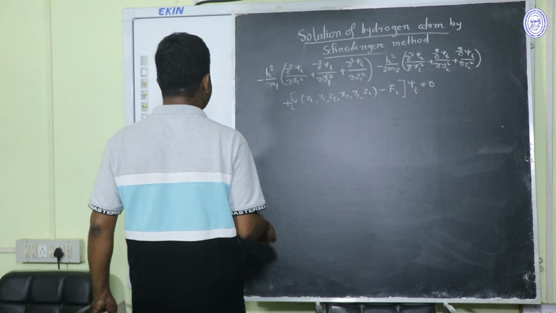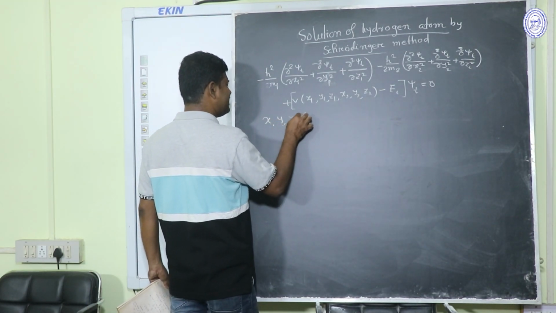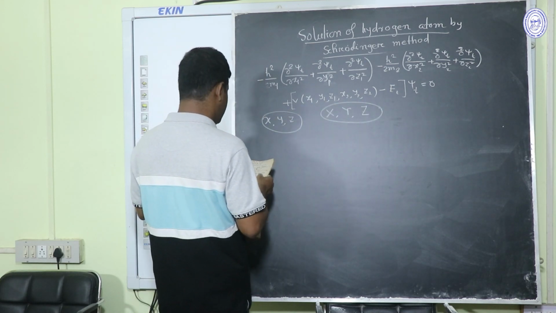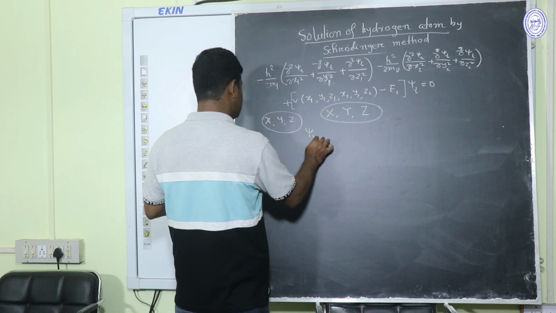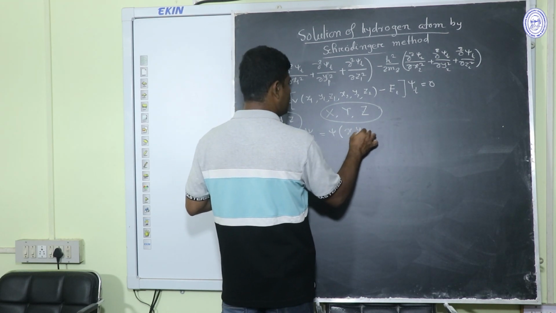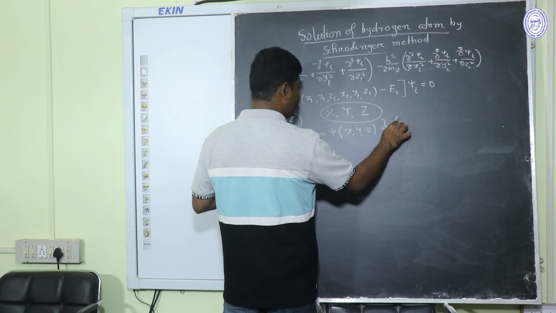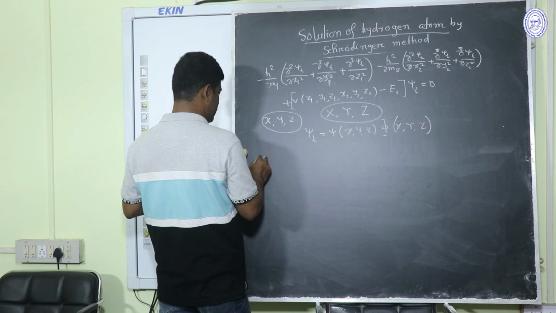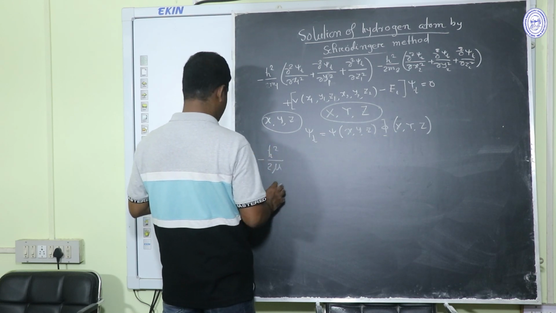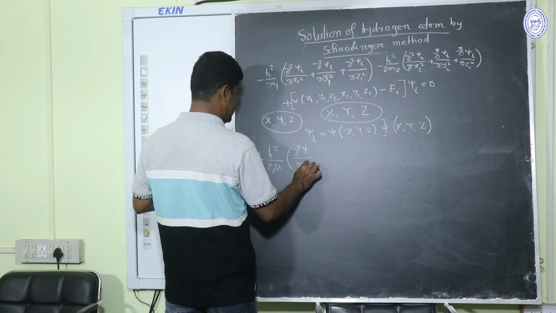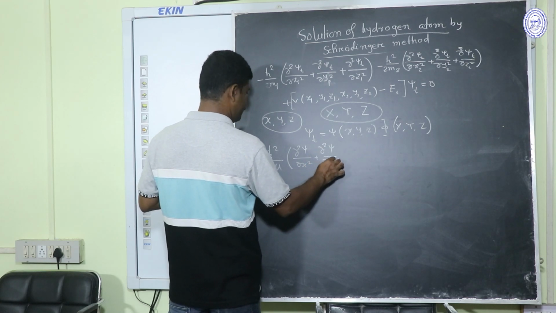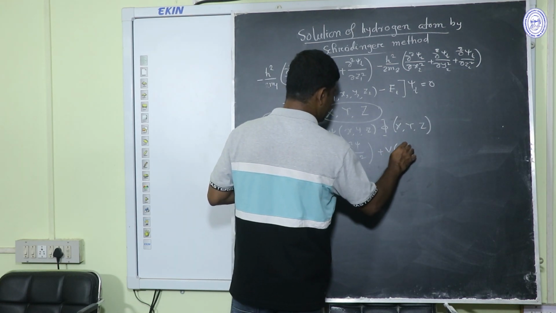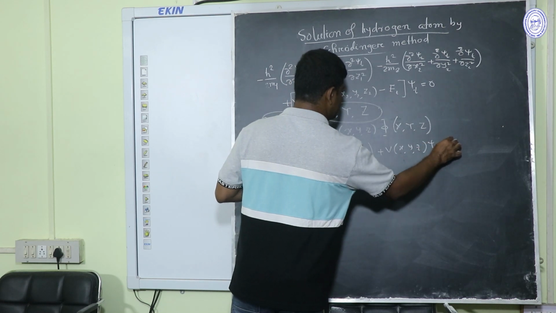Now, introducing these 6 new variables x, y, z and capital X, capital Y, capital Z, and assuming ψt is equal to a function ψ of x, y, z times a function capital Φ of capital X, capital Y, capital Z, we can separate the Schrodinger equation like this: minus ħ² by 2μ times ∂²ψ by ∂x² plus ∂²ψ by ∂y² plus ∂²ψ by ∂z² plus potential V, a function of x, y, z, times ψ, is equal to Eψ.